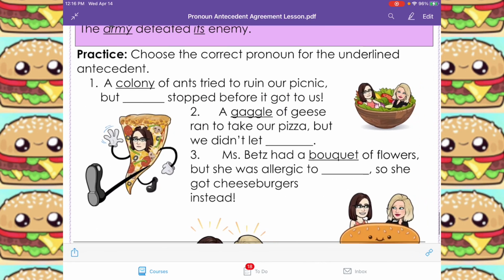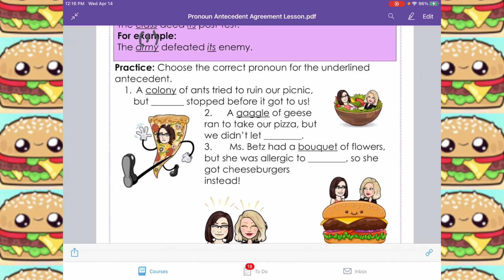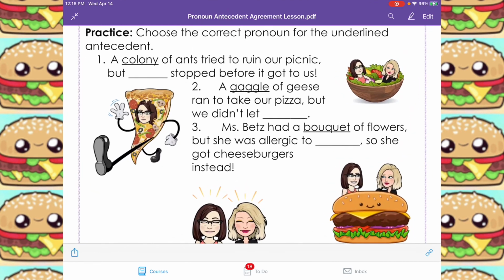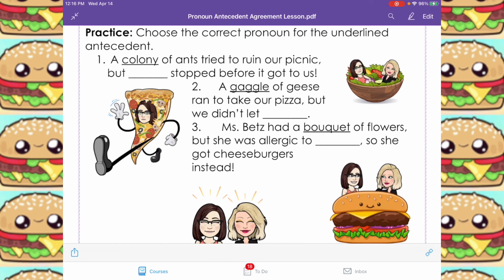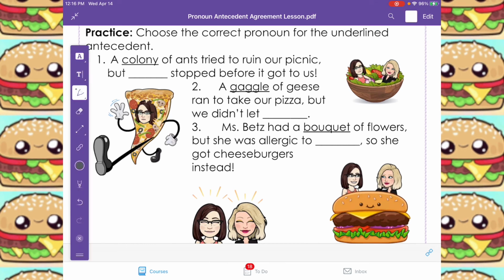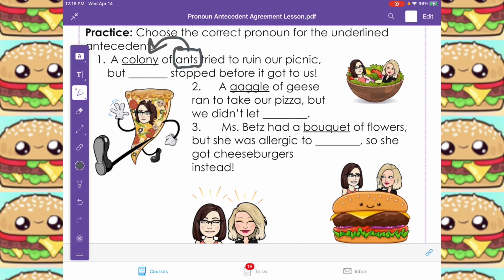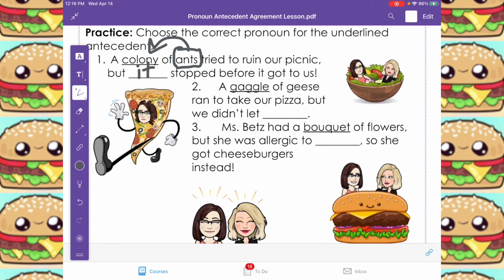Okay, let's take a look. The colony of ants tried to ruin our picnic, but blank stopped before it got to us. The colony of ants. Again, even though we see ants and it's plural, these are part of the colonies. How many colonies? One. The colony, it stopped.